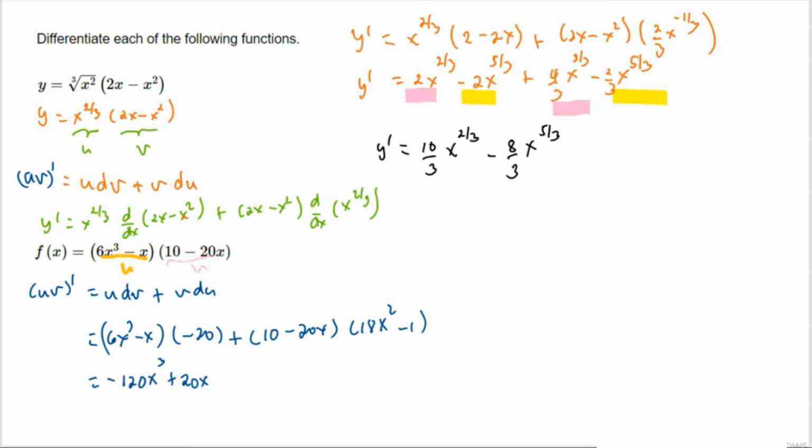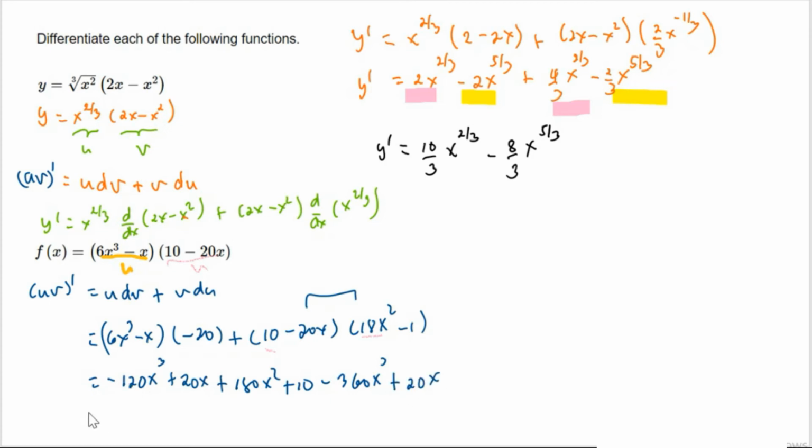So the first terms are 10 times 18x squared. So the product now will be 180x squared. Then outer terms, we have 10 times negative 1 is positive 10. Then inner terms are this: negative 20 times 18 is equal to negative 360 of x cubed. And the last terms, we have negative 20x times negative 1 is positive 20x.